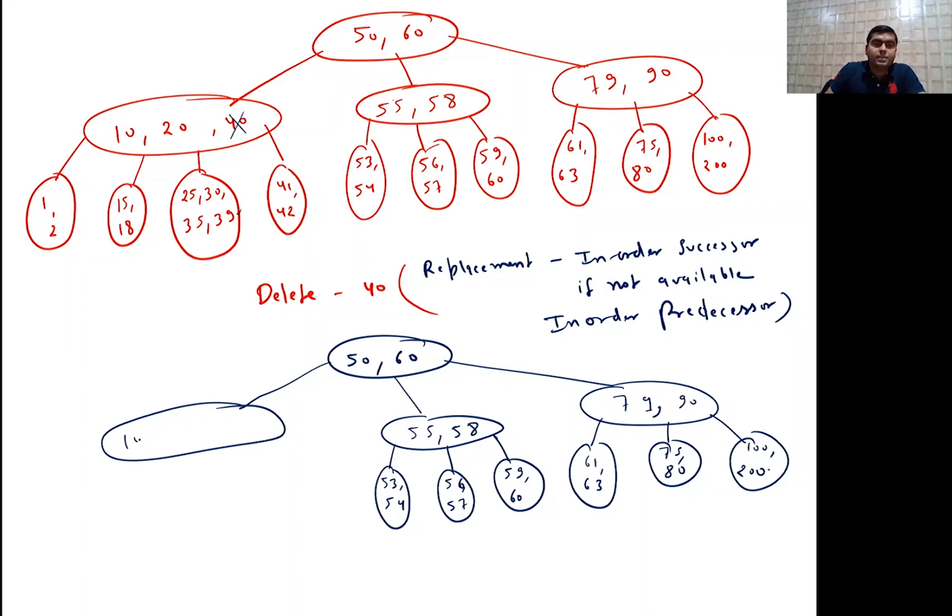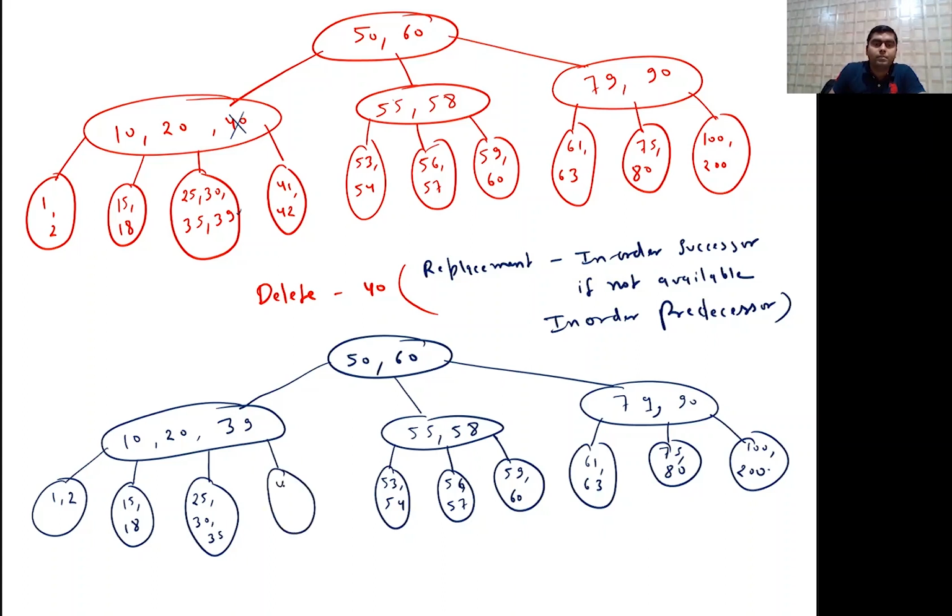So in the left part, 10 is there, then 20 is there. So what is the in order predecessor? It is 39. So 39 will come here. Observe very carefully. Now what is the left? Left is again 1 and 2. In between is 15 and 18. 20 और 39 के बीच में क्या होगा? So the elements are the same, 25, 30 and 35. And after that 41 and 42. Okay, so this is the case over here.